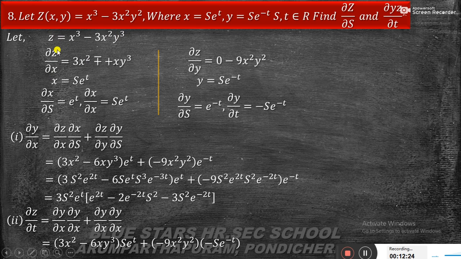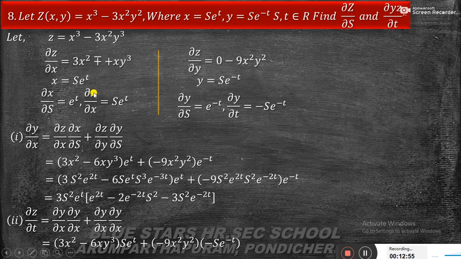So ∂z/∂x, differentiating with respect to x, equals 3x square minus 3 into y cube, and the differentiation of x square is 2x, so totally 6x y cube. Therefore ∂z/∂x equals 3x square minus 6x y cube. Next, x equals s e power t, so from this we calculate ∂x/∂s. We differentiate only s, so ∂x/∂s equals e power t.